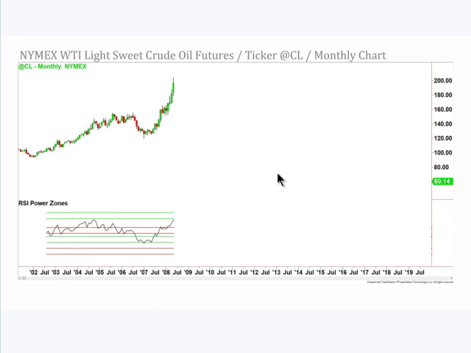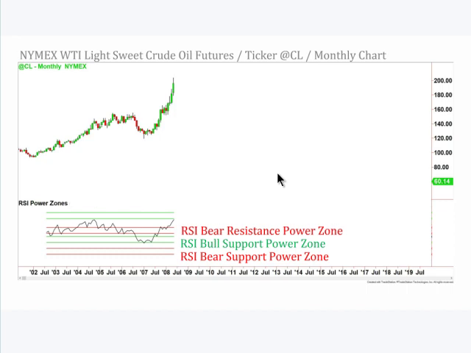You have my RSI Power Zones on the bottom. Now here's how the RSI Power Zones break down. There are 4 different zones. You can see 2 red and 2 green. The lower 2 red lines are the bear support power zone. The lower 2 green lines are the bull support power zone. The upper 2 red lines are the bear resistance power zone, and the upper 2 green lines are the bull resistance power zone. So just take that in for a second, okay? We're just getting rid of the typical overbought, oversold, and now creating zones out of the entire RSI field.